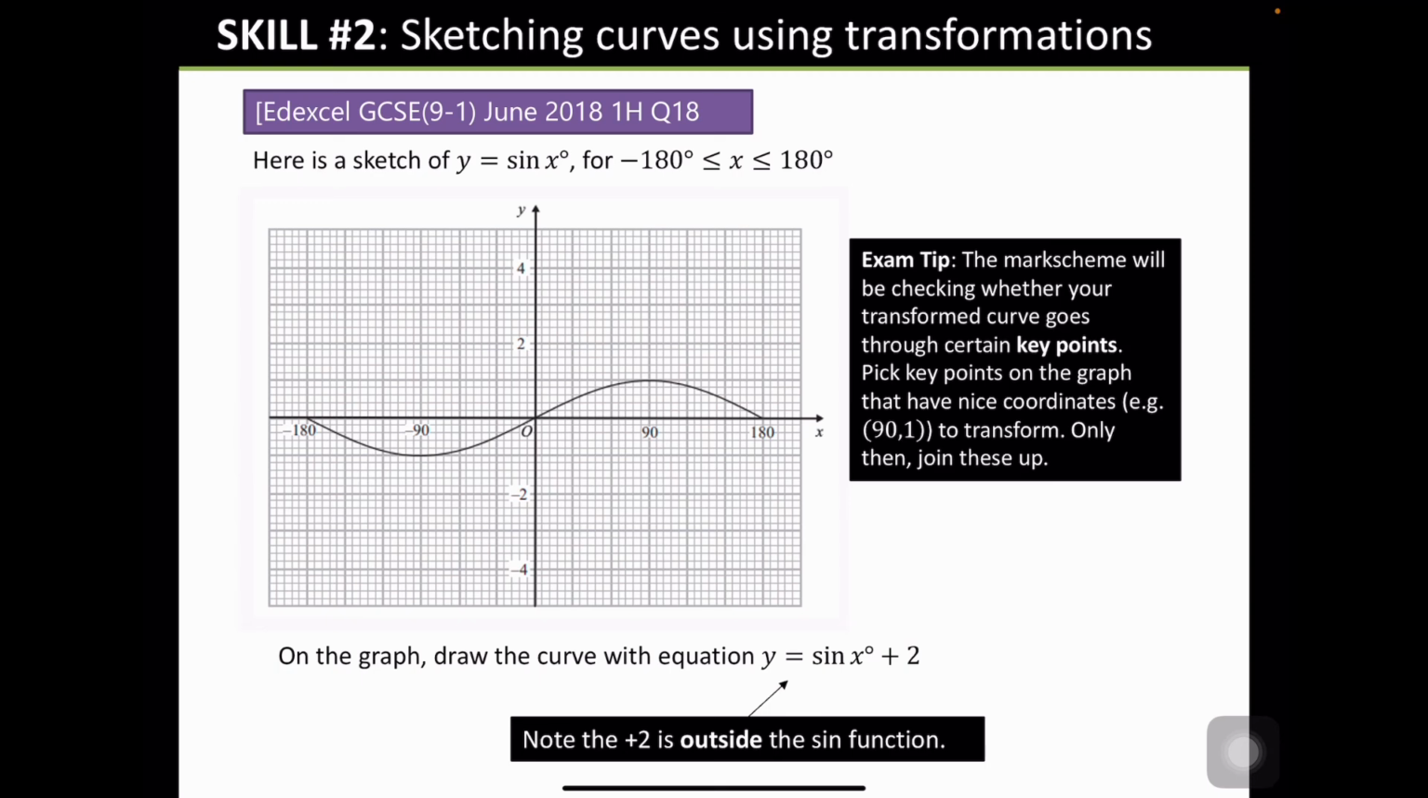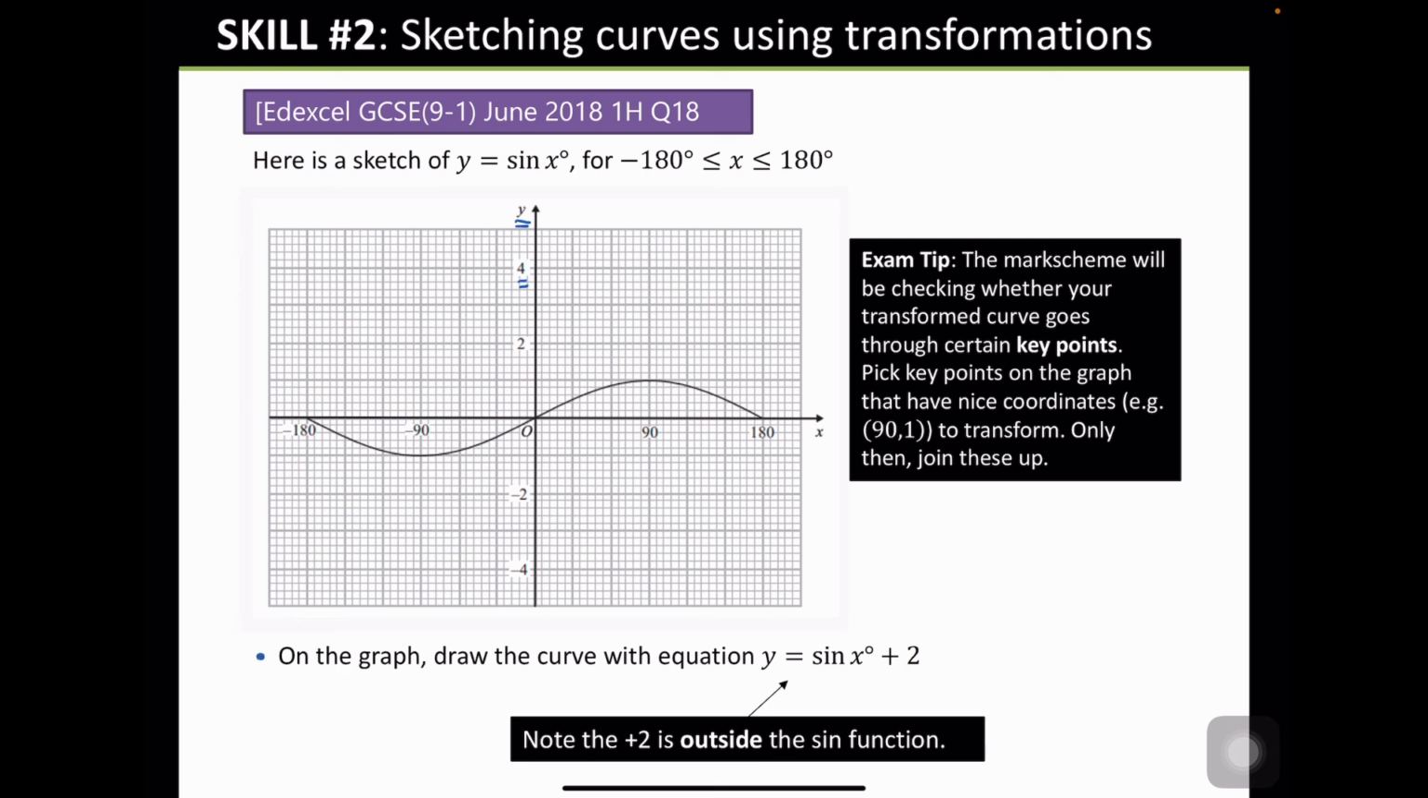So skill 2, sketching curves using transformations. Here is a sketch of y equals sine x. It is the same shape as the one we looked at in our starter. However, because the axes are different, they go up to 4, that's why it looks a bit more squished, but it's not. It is the same as the one we looked at in the starter.